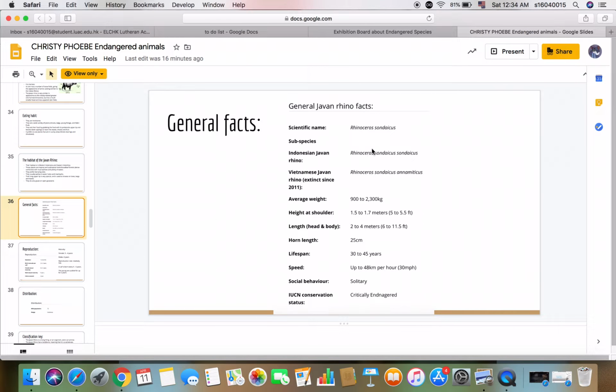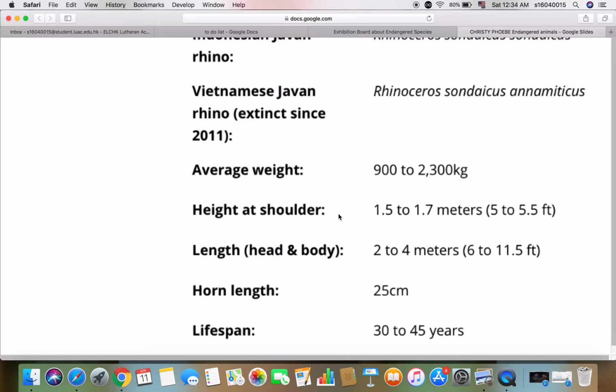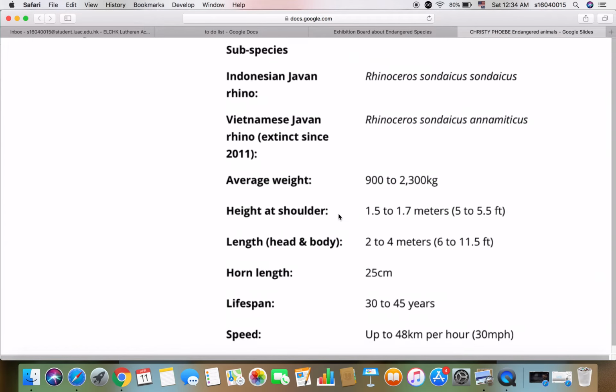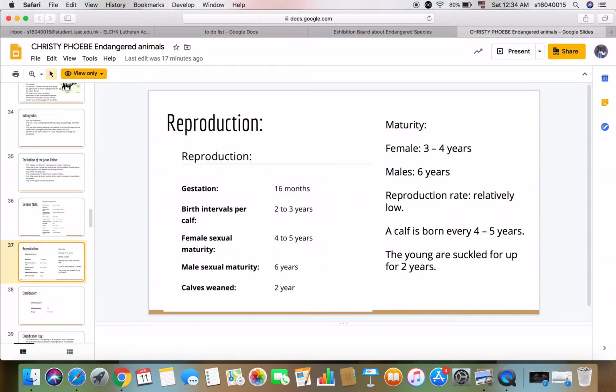So here are some general Javan rhino facts, such as the specific name, the subspecies, the Indo-Javan rhino, etc., the average weight, which is 900 to 2,300 kg, the height, etc.